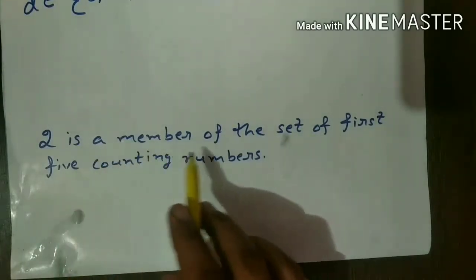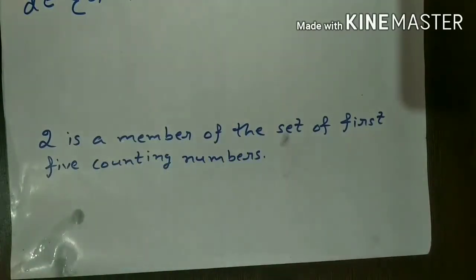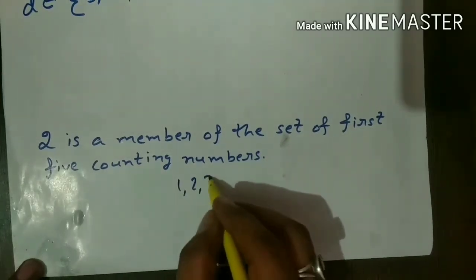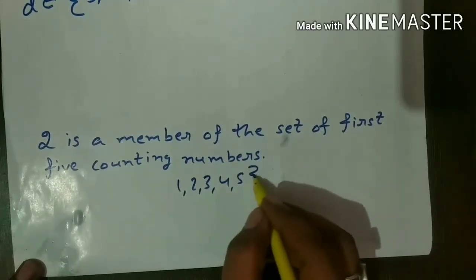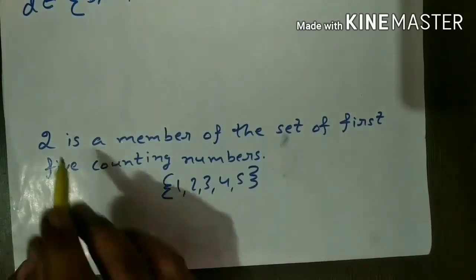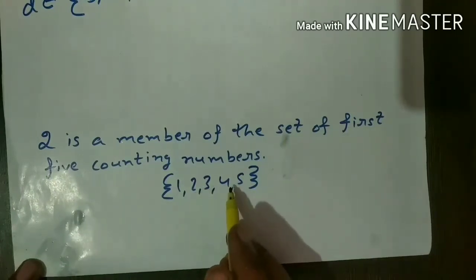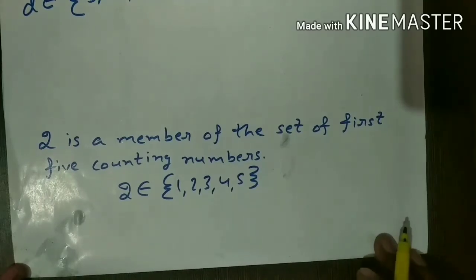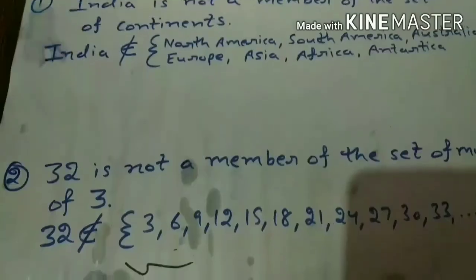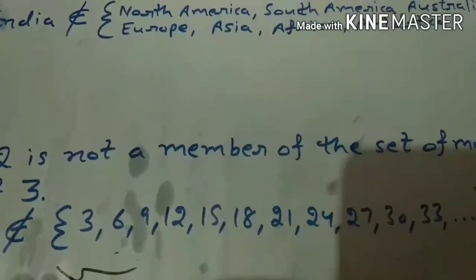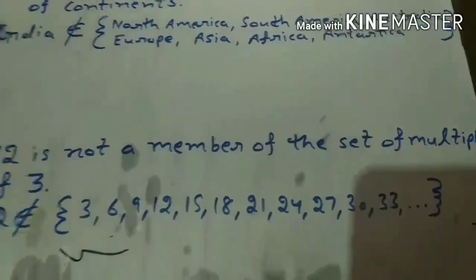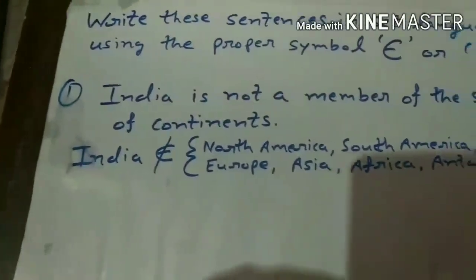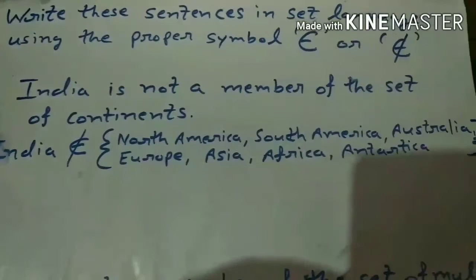Now, 2 is a member of the set of the first 5 counting numbers. Which are the first 5 counting numbers? These are 1, 2, 3, 4, 5. Is 2 a member of this set? Yes, so 2 belongs to this set. This is the answer. So students, in this way you have learned how we have solved all these statements and cleared the concept of belongingness and non-belongingness.